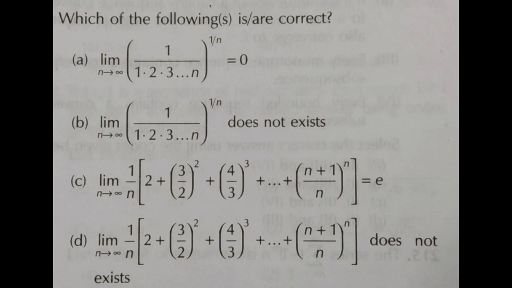Option C, limit n tends to infinity, 1 by n into (2 plus (3 by 2) whole square plus (4 by 3) whole cube plus dot dot (n plus 1 by n) whole to the power n) equal to e. And the last option is the same as C, but it is given that it does not exist.